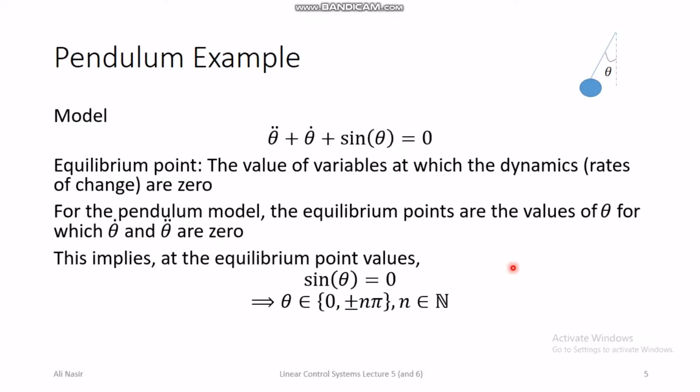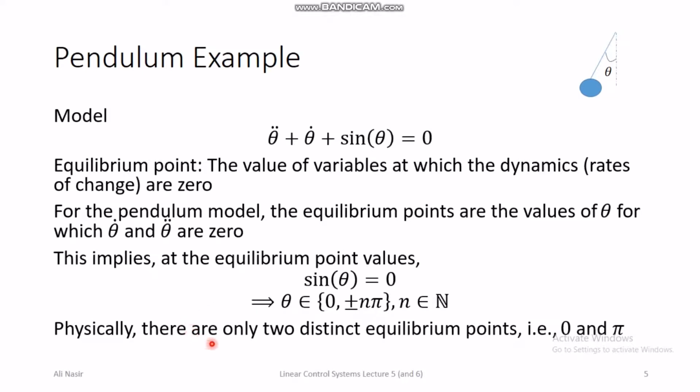Physically, there are only two distinct equilibrium points, 0 and pi. Every other equilibrium point, for example, 2 pi is equal to 0, 3 pi is equal to pi, 4 pi is equal to 0, 5 pi is equal to pi, minus pi is equal to pi. If you look at the pendulum physically, at a 0 degree angle or a 360 degree angle, you cannot tell the difference. That's why we just consider two equilibrium points if we are dealing with physical systems, and we are usually dealing with physical systems as engineers.